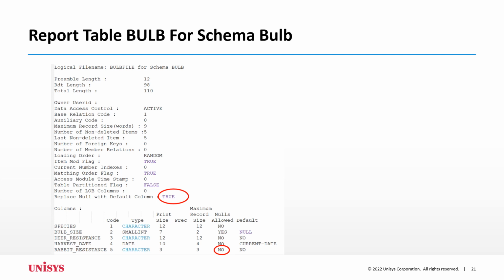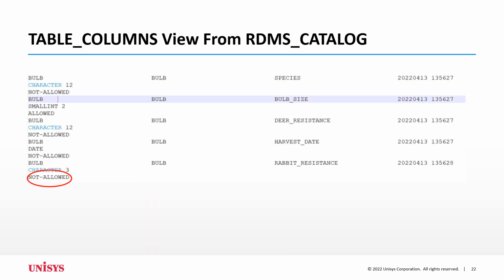This is the report of table bulb after the ALTER TABLE command on the previous slide. The value for replace null with default column is now set to true, and column rabbit resistance now has no in the nulls allowed column. This is the table columns view from the RDMS catalog. Column rabbit resistance has changed from allowed to not allowed.